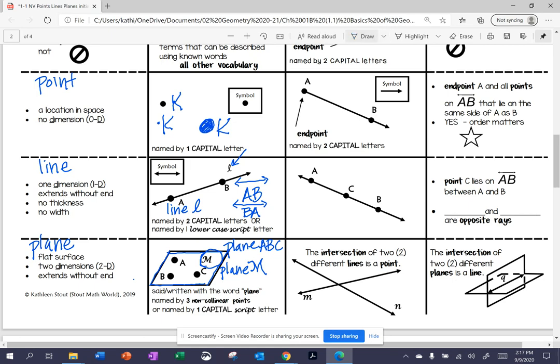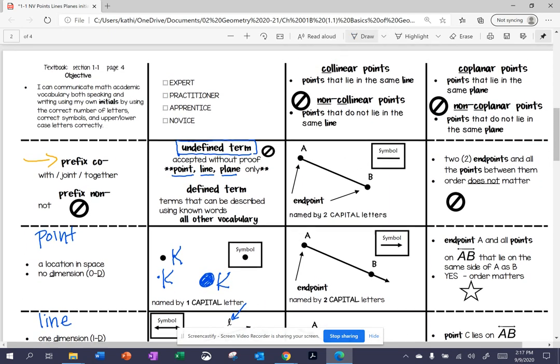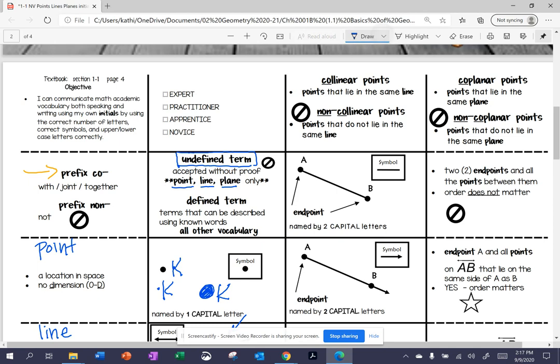Okay, so the next thing we're going to start talking about are defined terms. Defined terms are any terms other than points, lines, or planes. So let's start out with collinear points. Co means with, and linear is line. So not within the line is non-collinear. Collinear means they're all on a line.